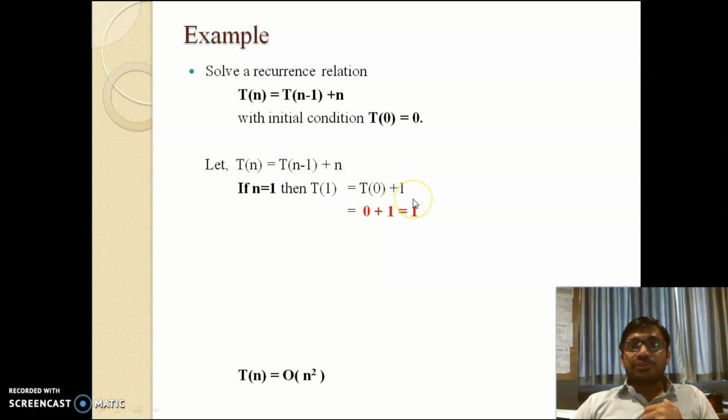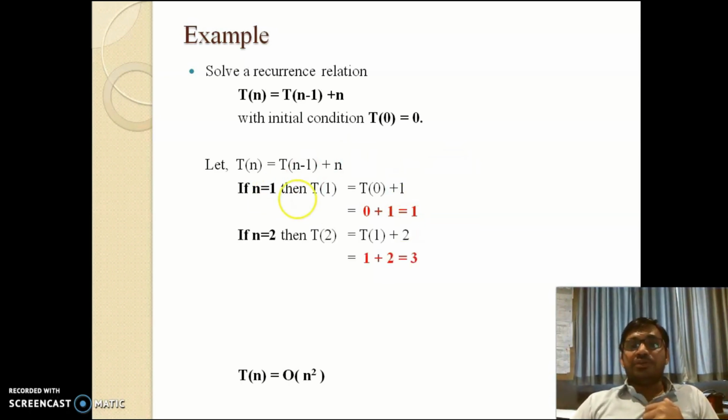So as per our substitution method, the forward substitution method, we have to use the initial condition. Our initial condition is t of 0 is equal to 0. So put this value, t of 0 is equal to 0, in this formula. So t of 0 is equal to 0 plus 1 is equal to 1. Right? So when the value of n is equal to 1, at that time we get the answer 1.